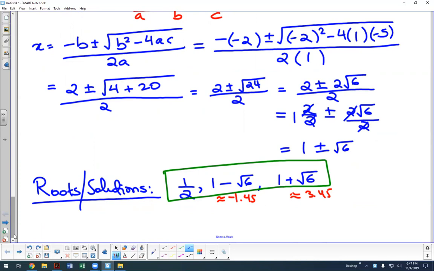Any questions on number 6 here? All right, guys, that's the end for 3.3 then.